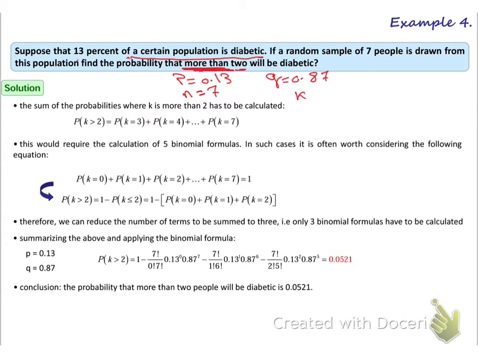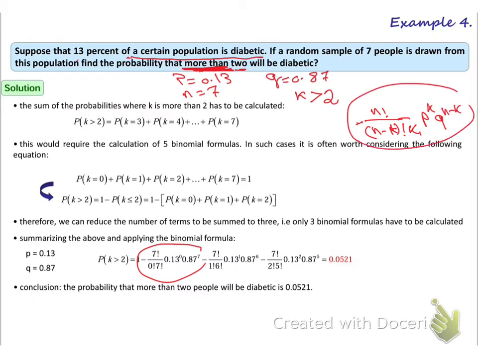More than 2 will be diabetic. More than 2 means k equals 2? No, k is greater than 2. Greater than 2 or equals? Greater than only. He said more than, he did not say more than or equal to. So what does it mean? I would have to do the calculation n factorial divided by n minus k factorial, k factorial, p to the power k, q to the power n minus k, and repeat it for 3, 4, 5, 6, 7, 8, 9, 10, 11, 12, up to infinity.